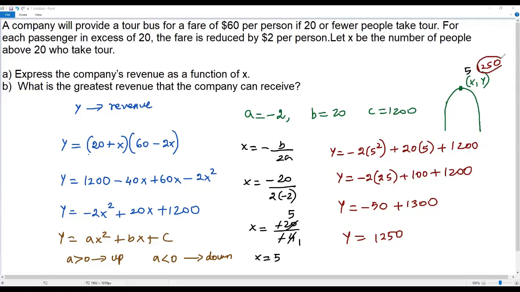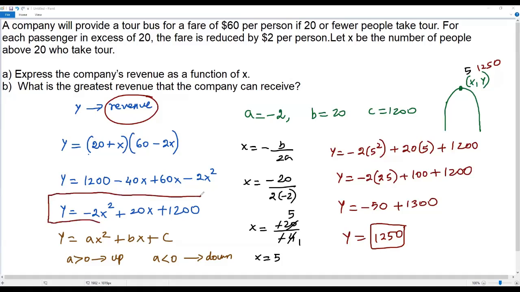So this is the maximum value. Whenever the parabola opens down, the y coordinate at the vertex is the maximum value of y. y is the revenue in our problem, so the greatest revenue that the company can receive is $1,250. The function expresses the company's revenue as a function of x. This is the answer for part A, and $1,250 is the greatest revenue that the company can receive. So that's the answer for part B.